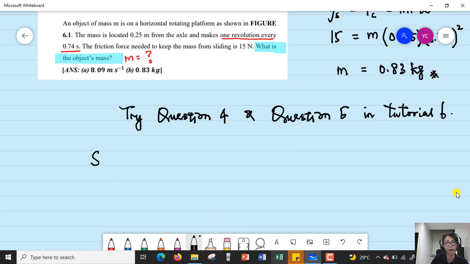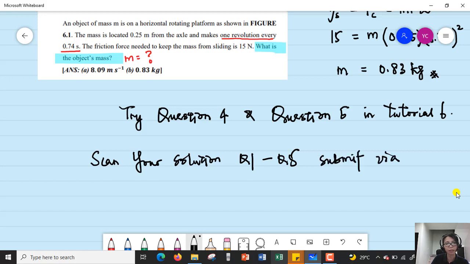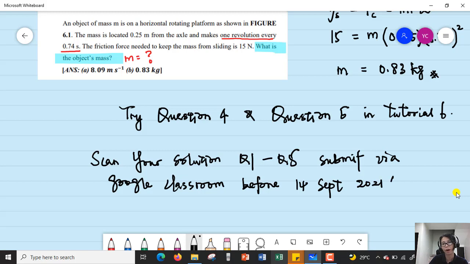After you have tried questions 4 and 5, scan your solutions from question 1 until question 5 and then submit via Google Classroom before 14 September 2021 on Tuesday night, 11:59 p.m. Then we will continue with the discussion on how to solve problems related to centripetal force in our next tutorial session on Wednesday, 11 o'clock.